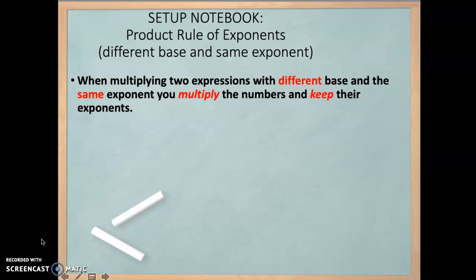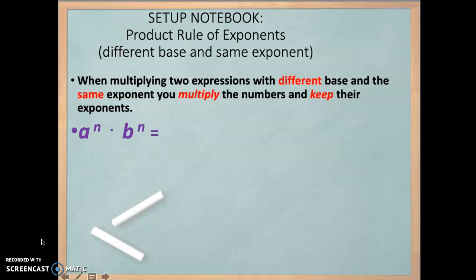All right, class, we're going to finish off the last two rules that deal with multiplication of exponents. Really quickly, here's the rule for this one. If they have different bases but the same exponents, then what you do is you multiply the numbers and keep the exponent. The exponent doesn't change. Let's go ahead and look at this.